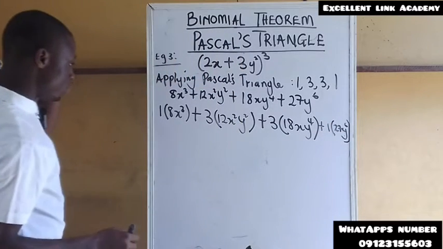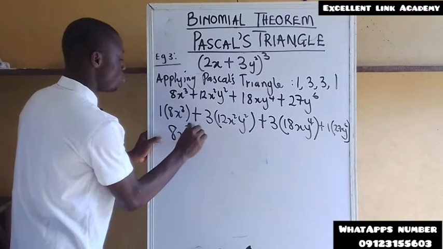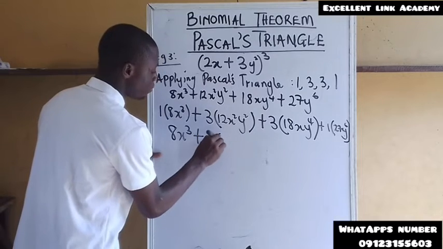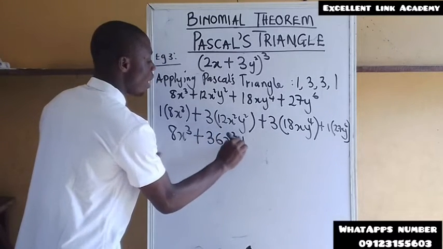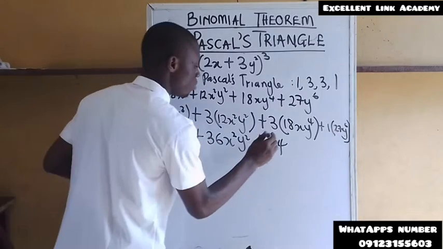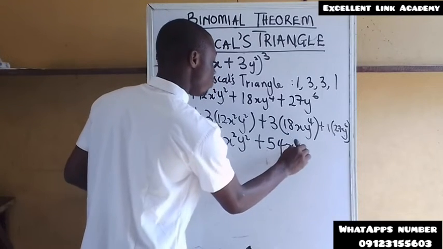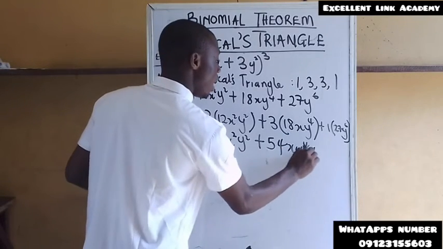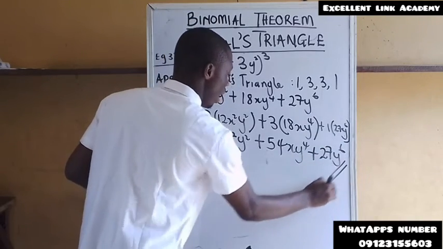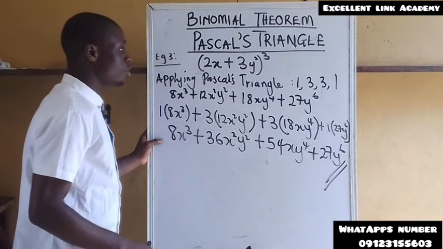So I have that. Next up, 1 multiplied by 8x cubed becomes 8x cubed, plus 3 times 12 is 36x squared y squared. Plus, if I multiply that, I'll have 54xy to the power of 4, and lastly 27y to the power of 6. Here is our answer to that question after applying Pascal's triangle.